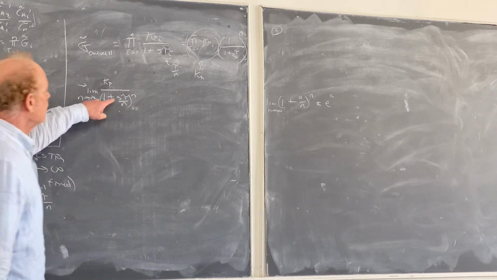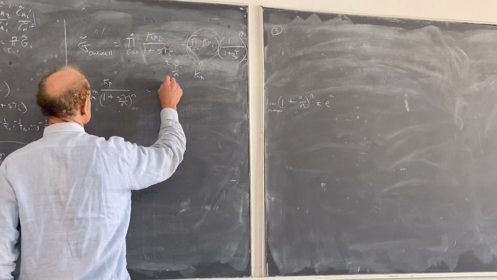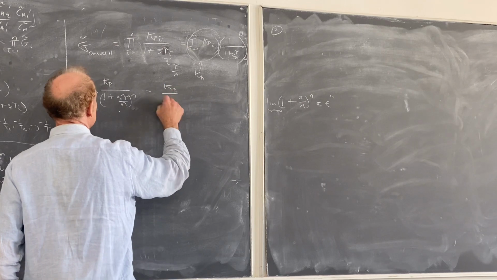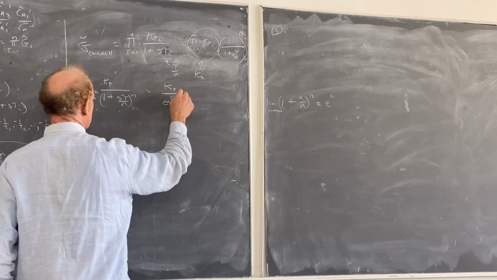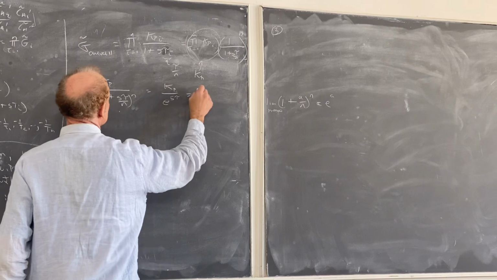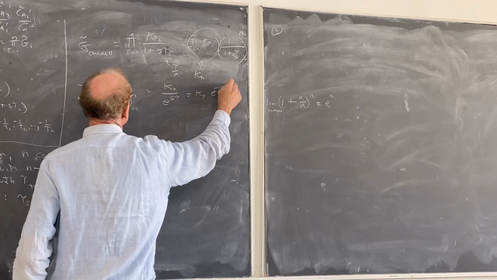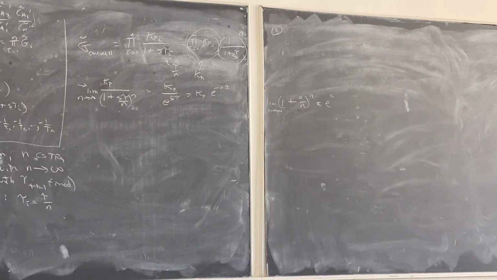So here a is minus s tau. So this is just Kp over e to the s tau, which is Kp e to the minus s tau. Have you ever seen e to the minus s tau as a G tilde before?